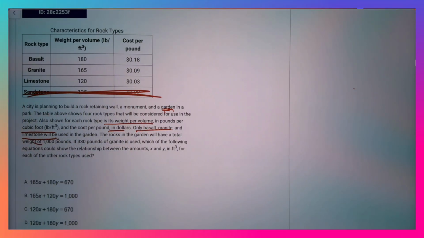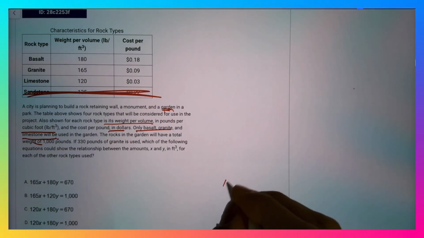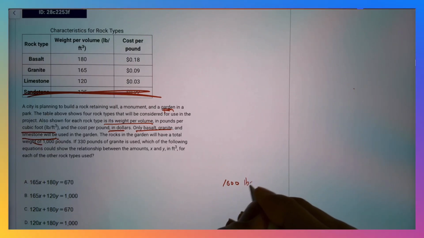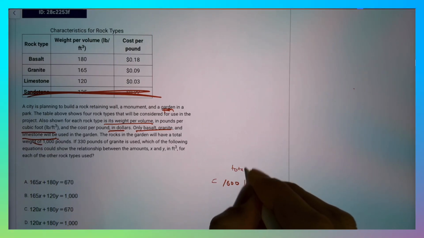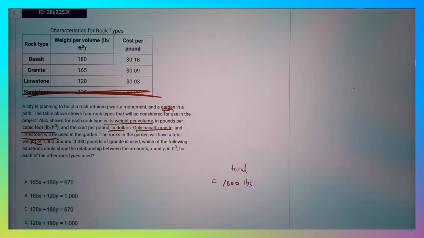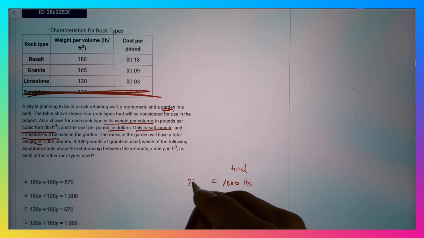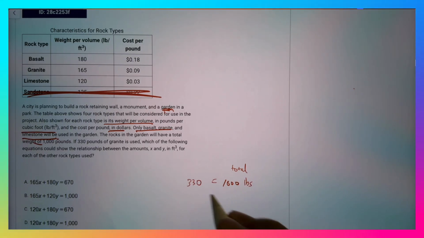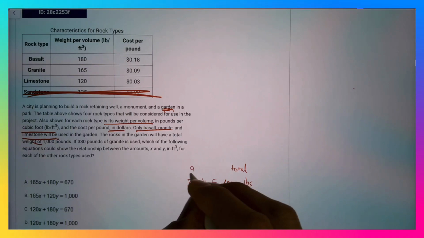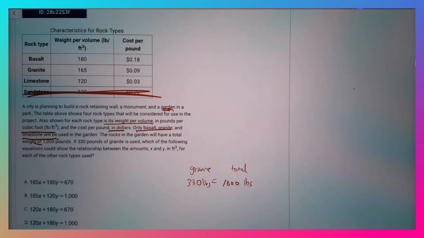The rocks in the garden will have a total of 1,000 pounds. Okay, we got 1,000 pounds total. And 330 pounds of granite is used. So what about the other two? Basalt and limestone. We'll have to figure it out.